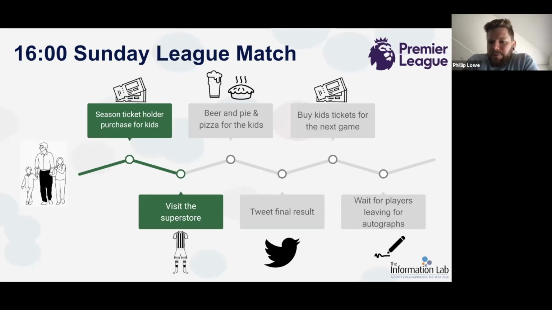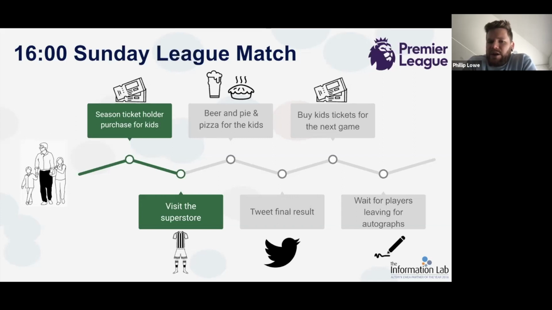So, the match was really good. Liverpool won, great result. So the kids were really excited, really enjoyed it. Let's get some tickets for the next game. The other thing that's happened here is that actually the kids really want to get a signature, so they wait around afterwards to get autographs.